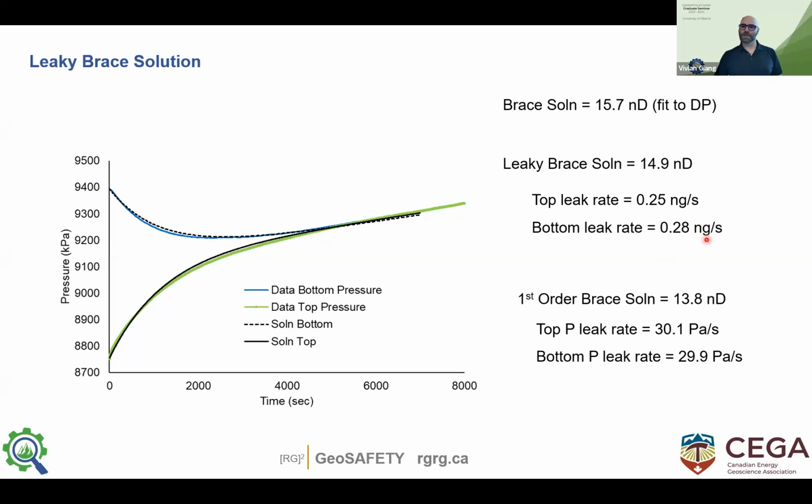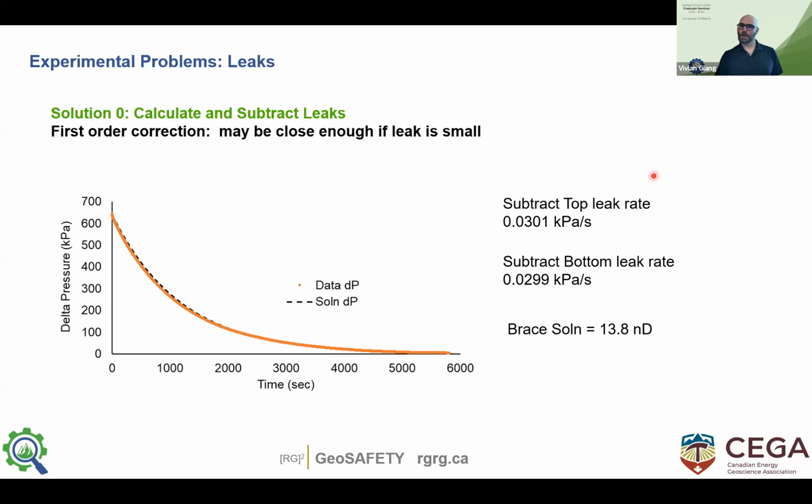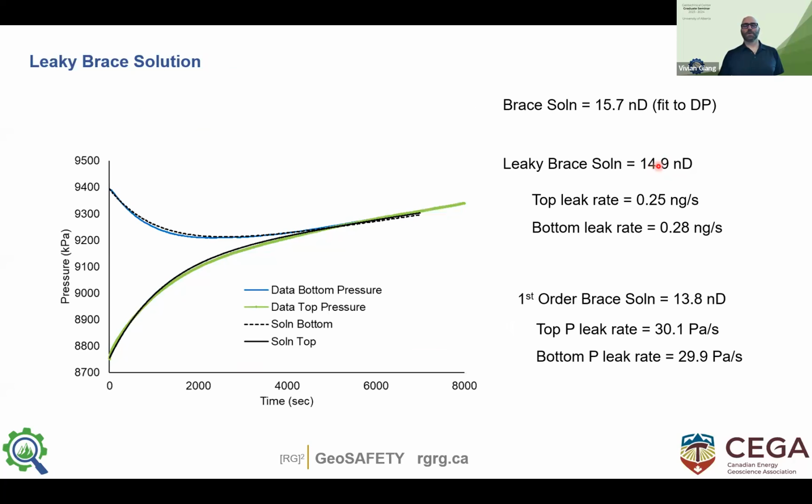With the better solution, the leaky brace solution, the actual, I did that wrong. The better solution is 14.9 nanodarcy. With no accounting for the leak rate, 15.7, if I just fit to the delta P, right? Because if I'm leaking from both sides, the delta P is going to be the same. 15.7, and my first order approach of just drawing a line through and subtracting it, 13.8. So again, those are all close numbers, but they're all different numbers.